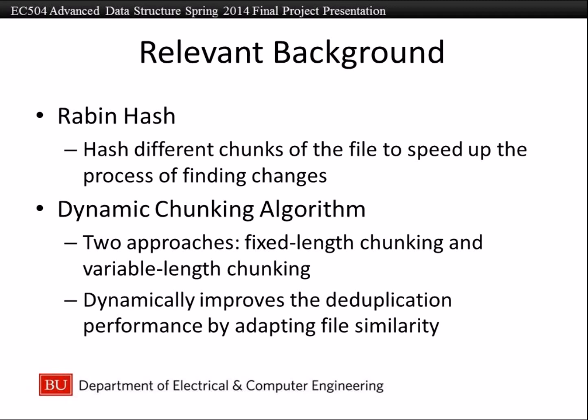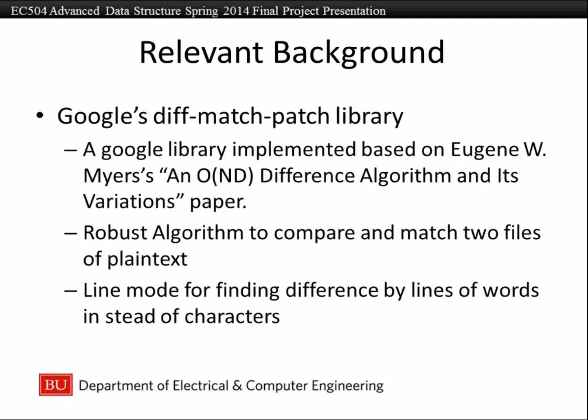And these are some of the relevant background that we use for our project. We have the rolling hash algorithm, and we have the dynamic chunking algorithm. These are algorithms that we used at the early stage of our project development, but later on we just discarded those. This is the most important background of our project. It's the Google Diff Match Patch library. It is a library based on Myers' paper. It implemented a robust algorithm to compare and match 2 files of plain text.